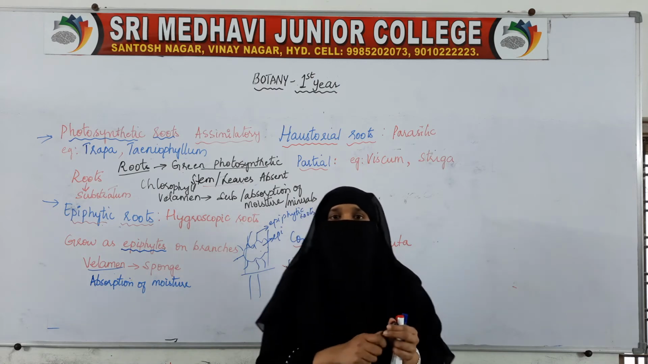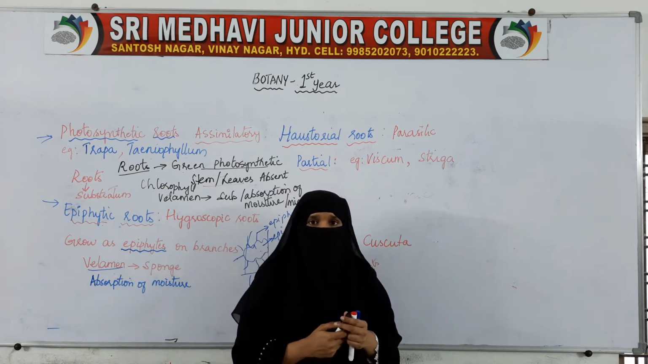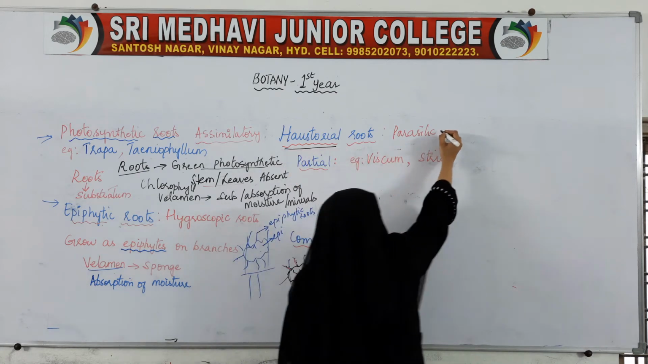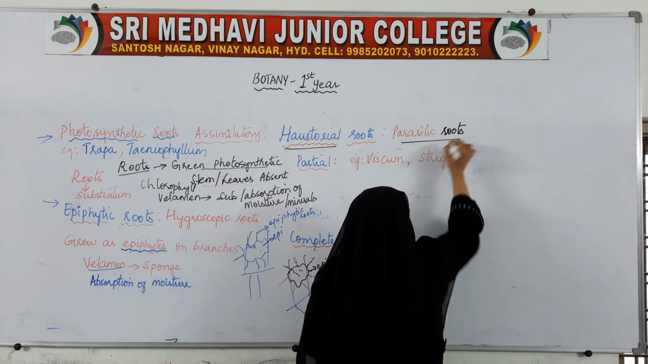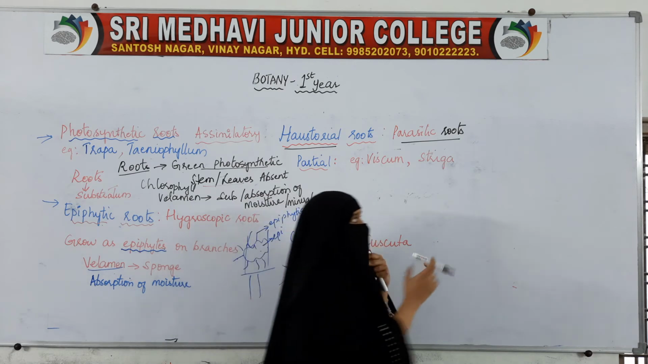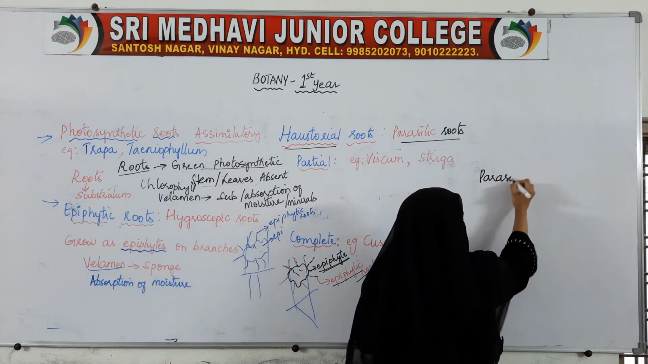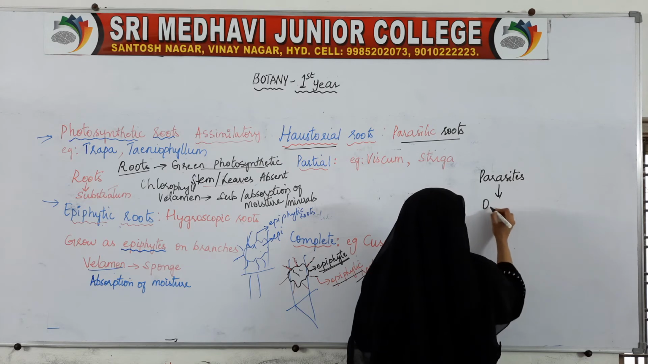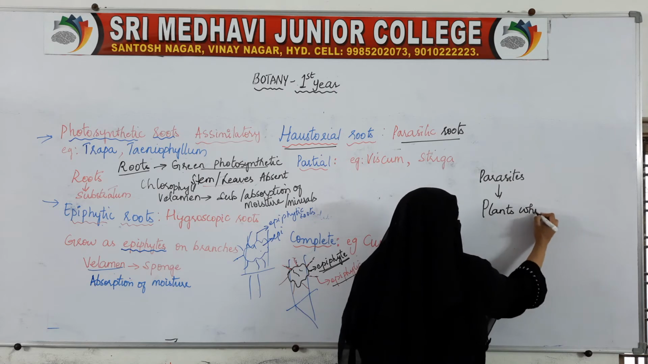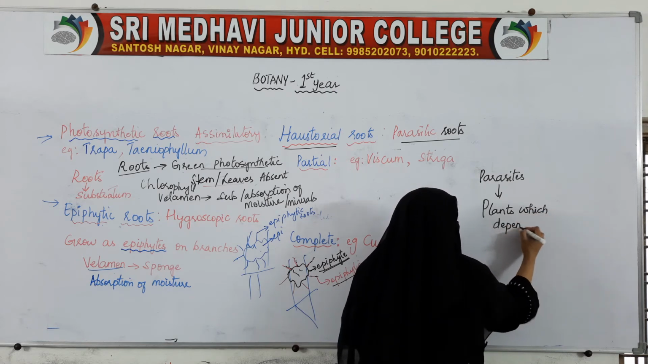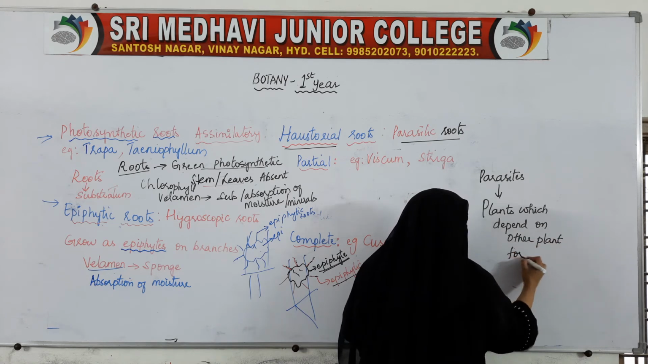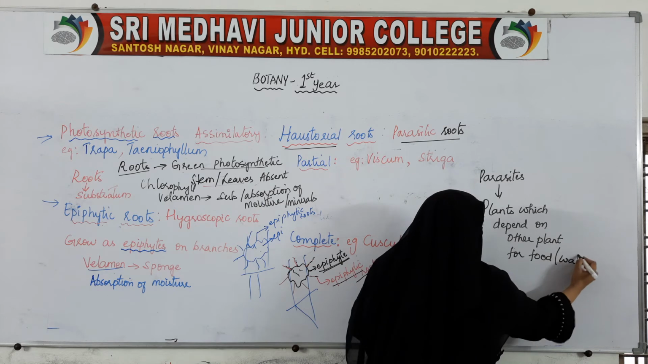Now we move to the last modification which we see in the roots, that is haustorial roots. They are also called parasitic roots. What are parasites? Parasites are nothing but parasitic plants. Here, plants depend on another plant for food and water.